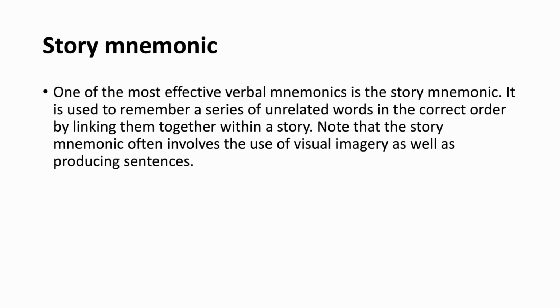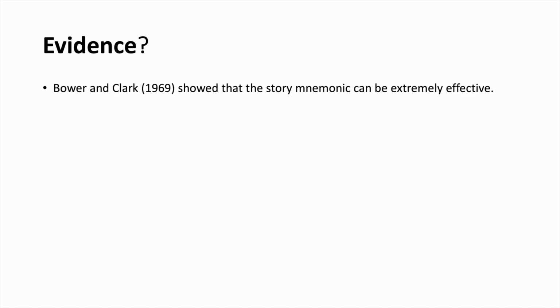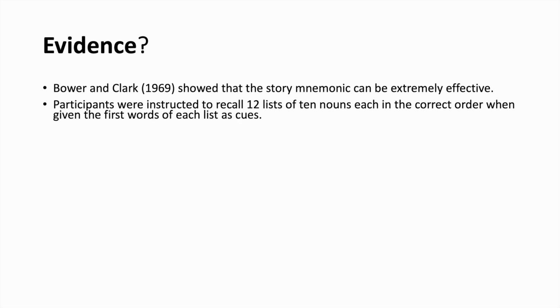Apparently, one of the most effective verbal mnemonics is a story mnemonic. So what we do is we get a series of unrelated words and we link them in order using a story. So we write a story and then we can remember those words in a particular order. What's the evidence for that? Bauer and Clark showed that they can be really, really effective.